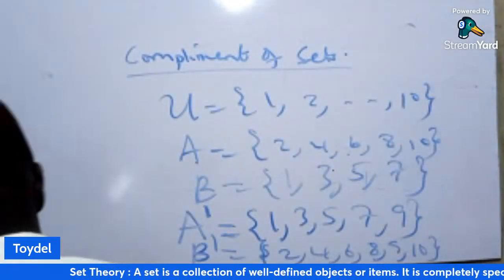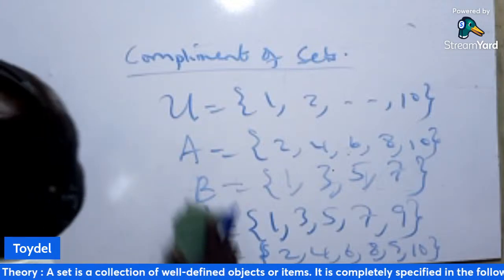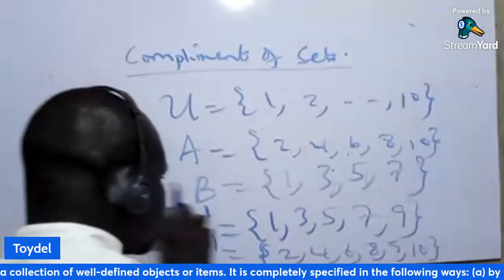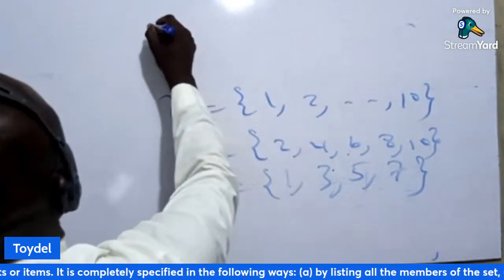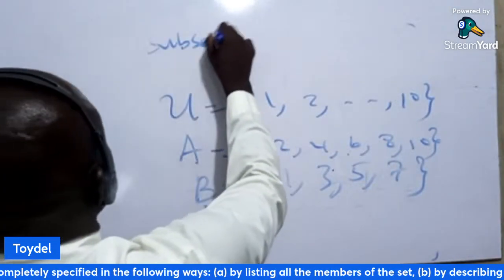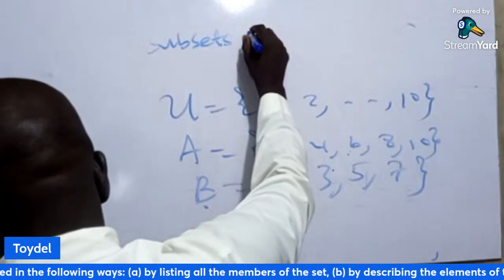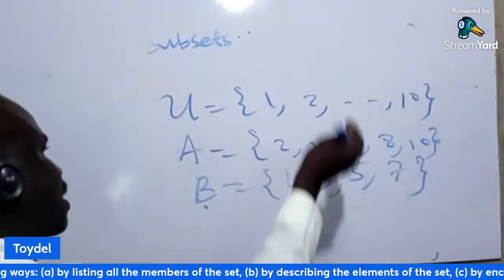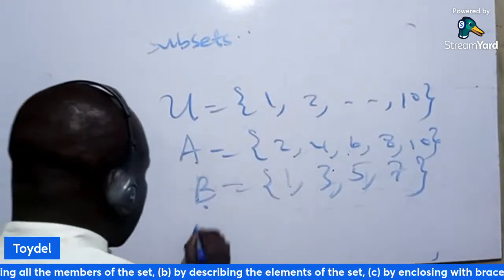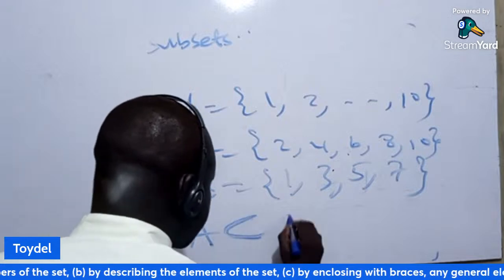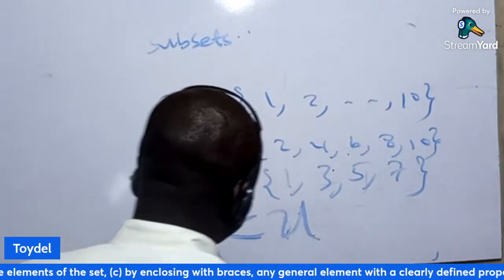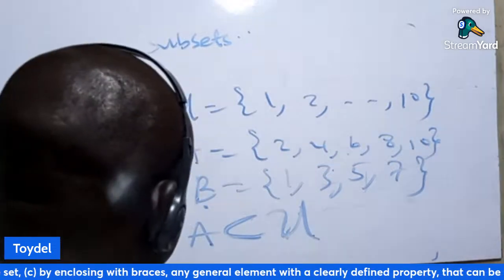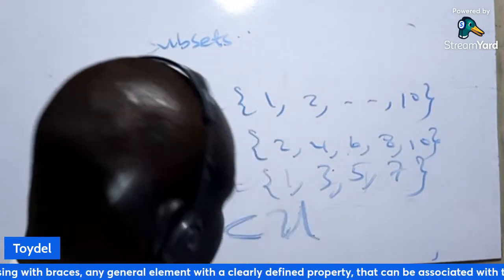Then we can also talk about subsets. Subset simply means a part of the universal. For instance, A now is a subset. This is the symbol for subset. It's a subset of the universal set. That is, all the elements that you have in A are also in the universal. So all the elements here are inside the universal.